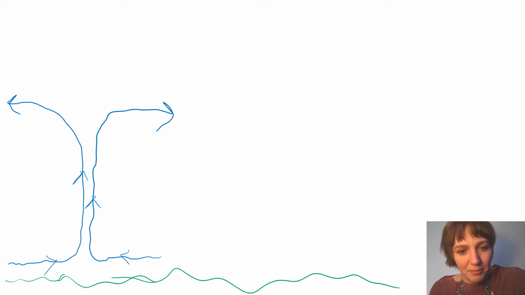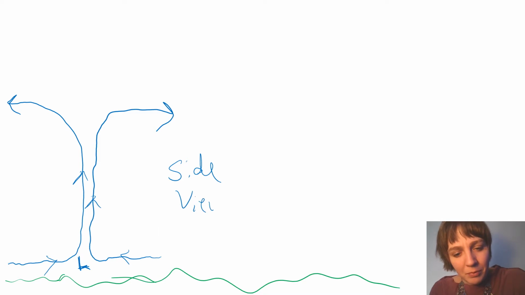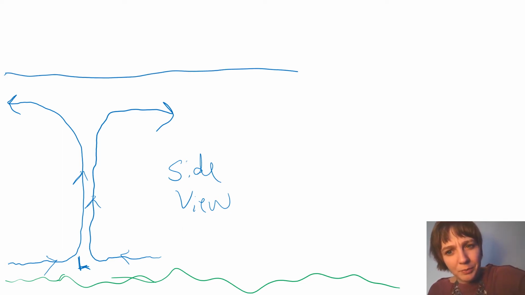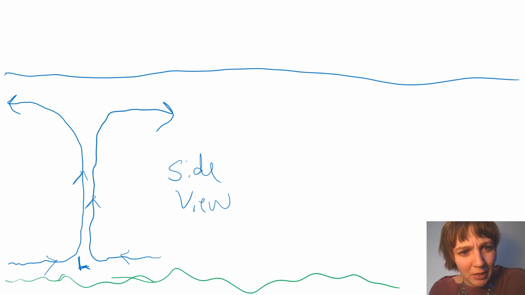This is low pressure right here. This is the side view. And I'm going to go ahead and draw the top view in a different image. There we go. So I'll draw my top view up here. It's a low pressure system.